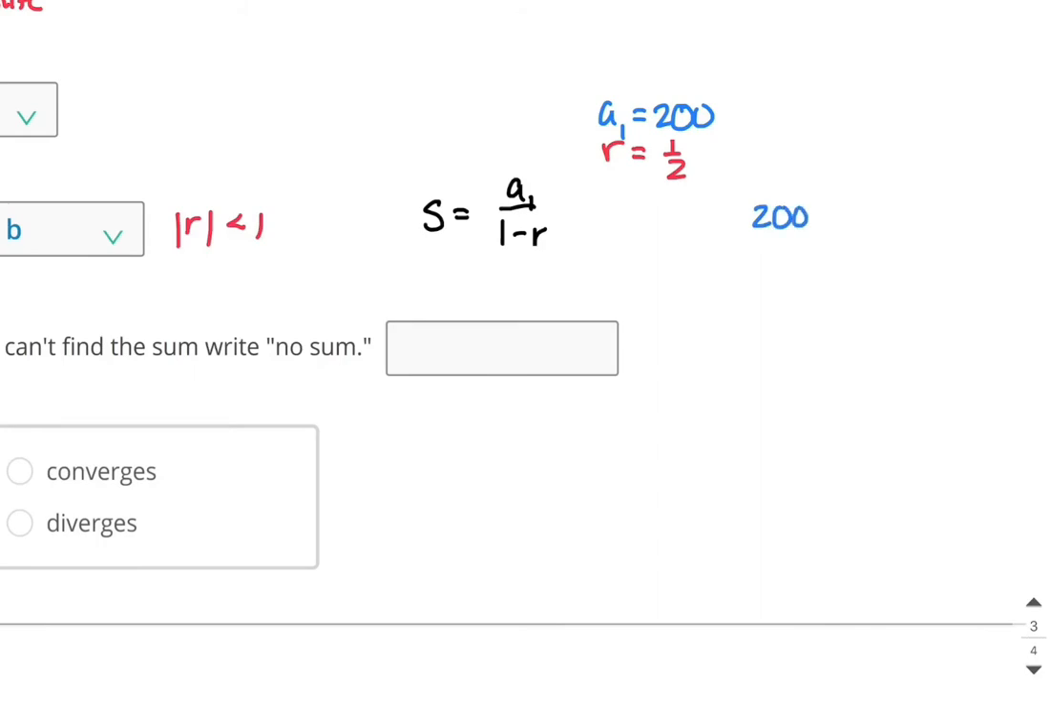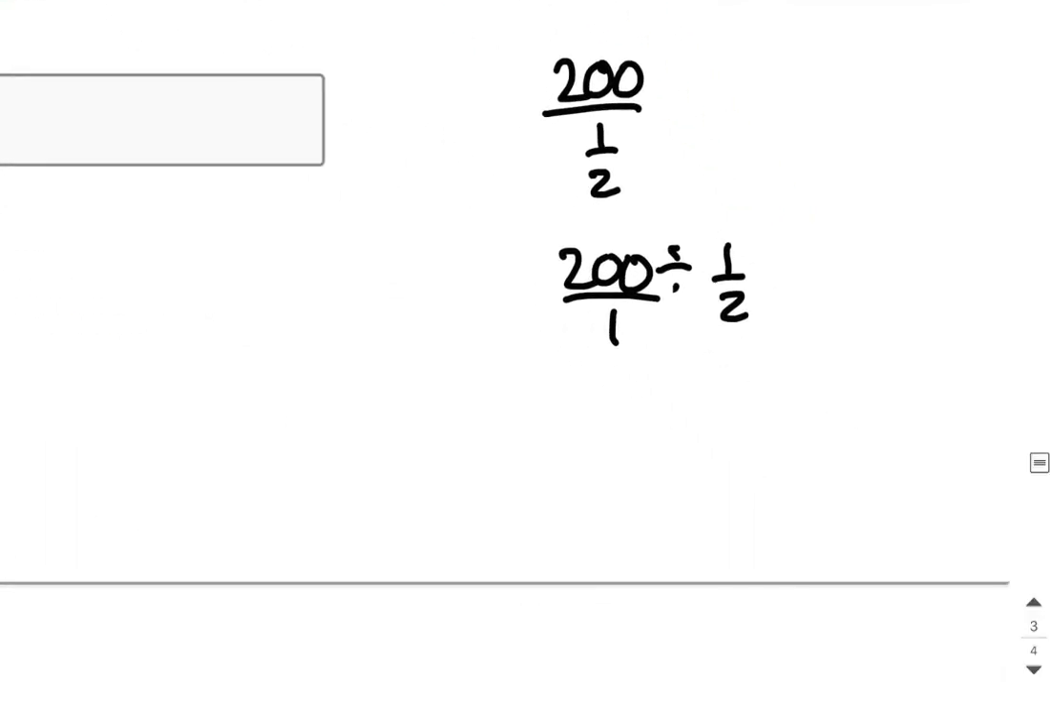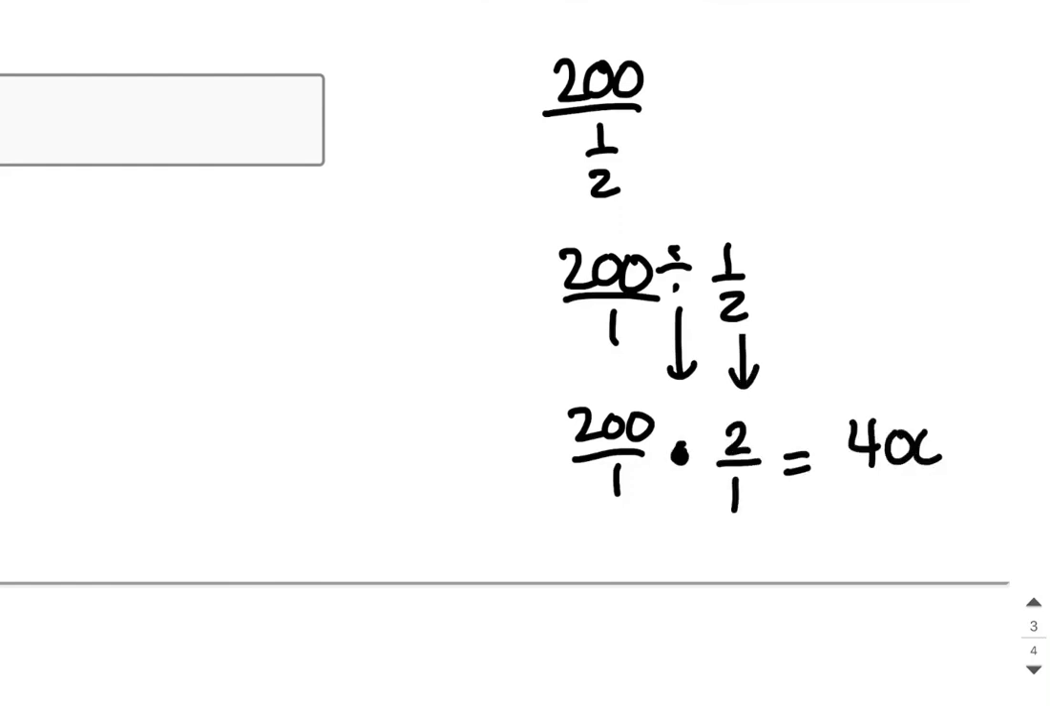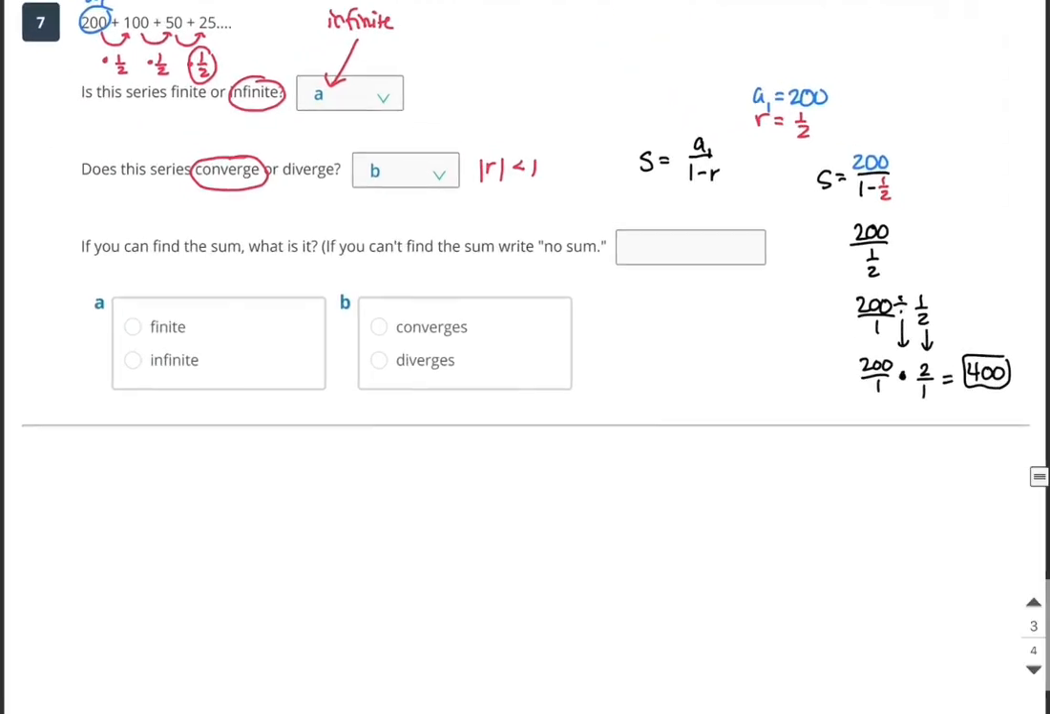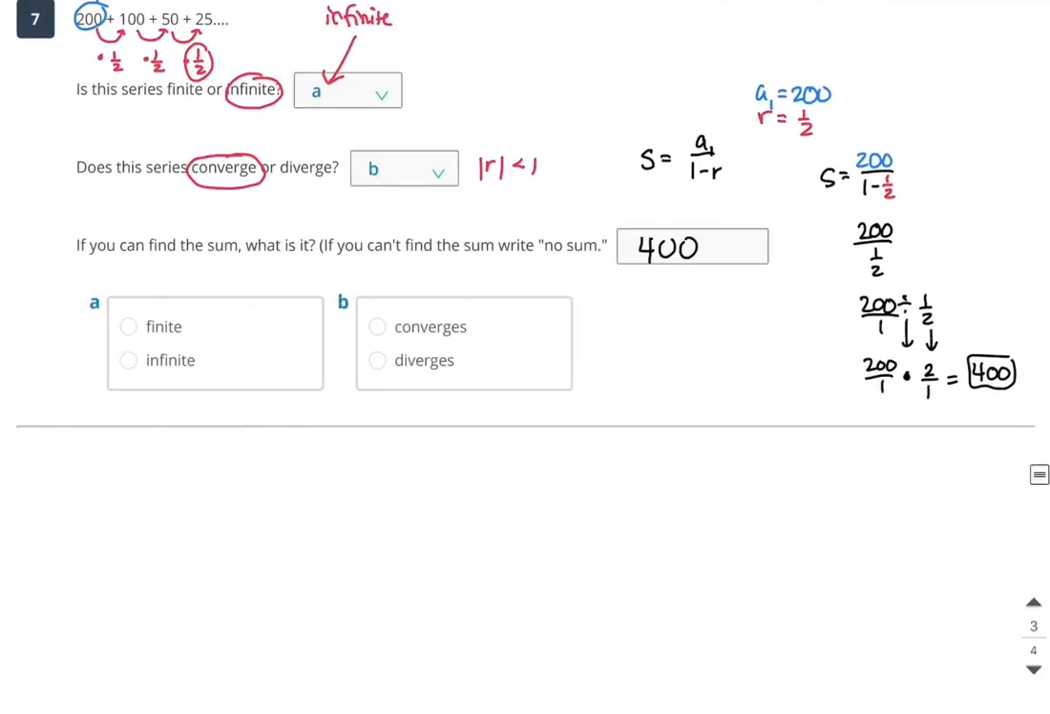So the sum is equal to 200 over 1 minus 1/2. That's 200 divided by 1/2. And I can write that like this, and rewrite 200 as a fraction. Change this to multiplication and this to its reciprocal. And I'll get 400 is the answer. So the answer is 400.